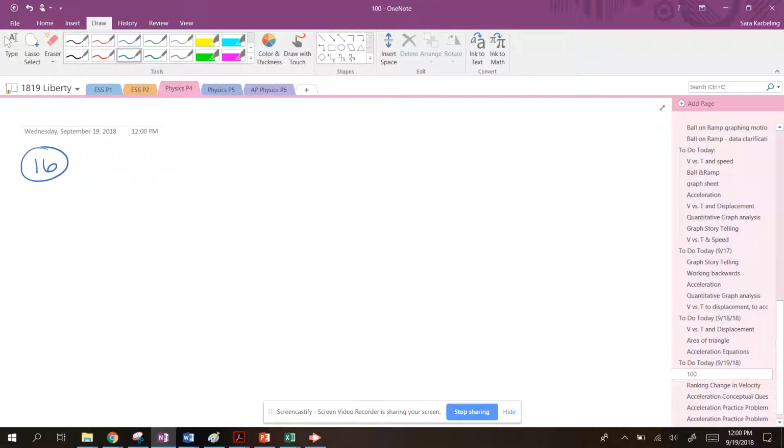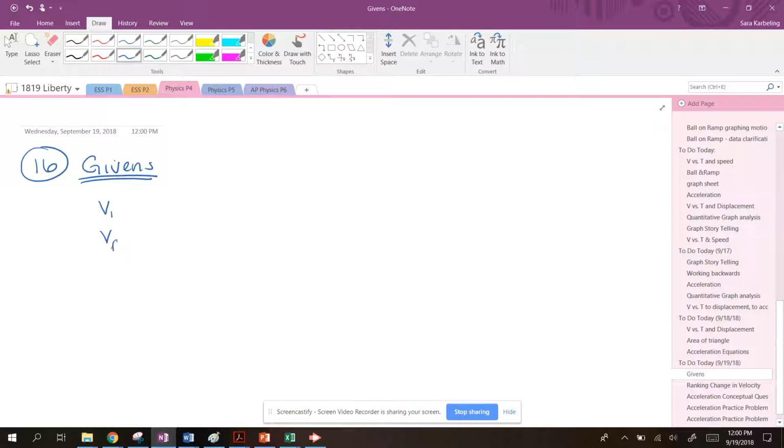It says, a car traveling in a straight line has a velocity of 5 meters per second. After an acceleration of 0.75 meters per second squared, the car's velocity is 8 meters per second. In what time interval did that occur? So what are we going to start by doing, guys? Our givens. So what's one thing we know?